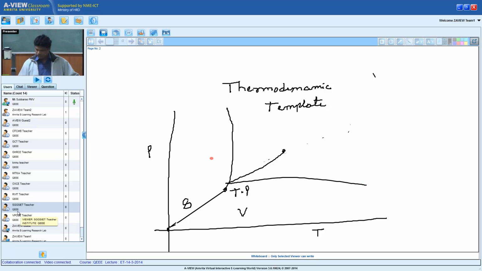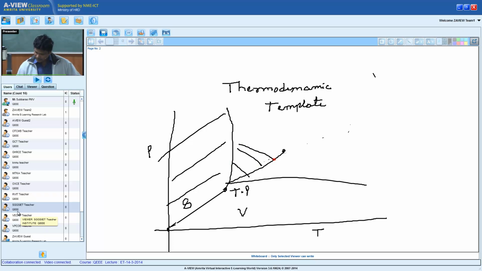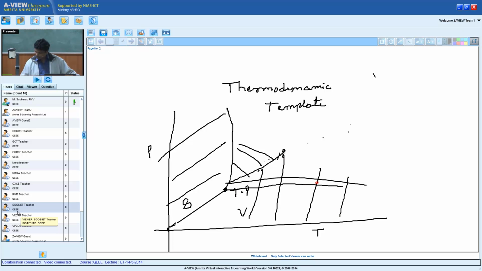Okay, so this entire region is called the solid domain, and there is a liquid domain. And this entire thing is called the vapor domain. This entire semi-infinite region is called a domain.